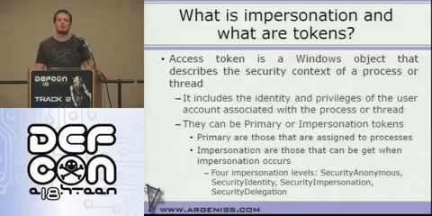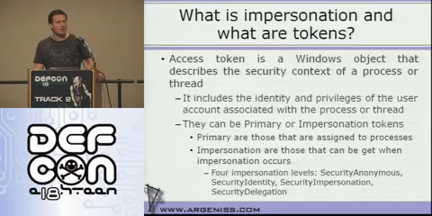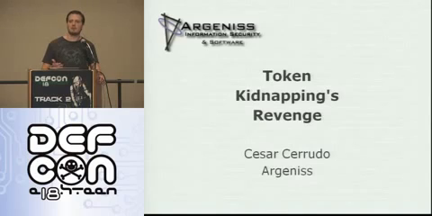Well, a token is a Windows object that has information about the security context of a thread or a process. It includes information such as the identity of the user and the privileges associated with the user. There are two kinds of tokens. We have primary tokens and impersonation tokens. It's an important thing for me as a takeaway for you, if you can learn something today.